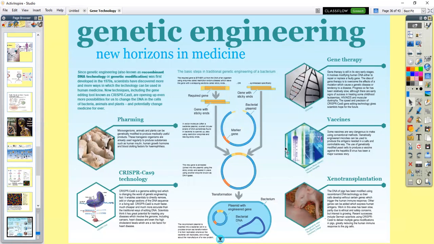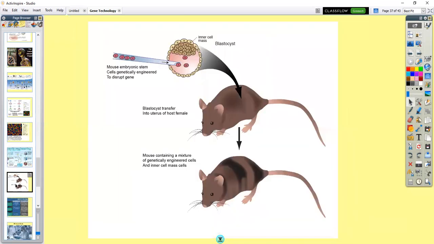Next bit of this really then is looking at genetic engineering, which is what we talked about there, and the benefits of genetic engineering and genetic modification. So we can see things like gene therapy, producing vaccines, being able to produce medicines, or insulin, things like that as well. Then they talk about mice in terms of knock-in mice and knockout mice.